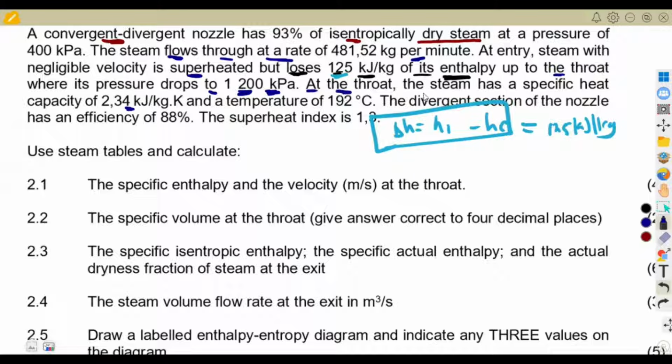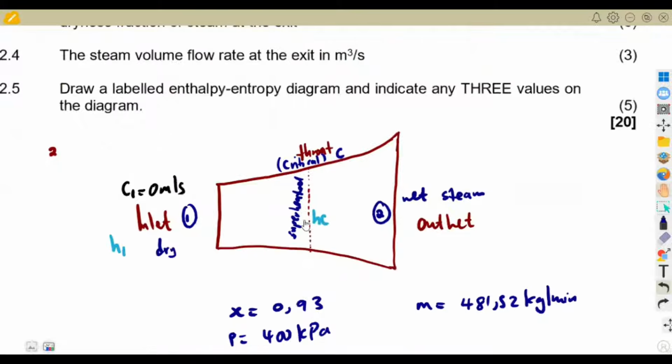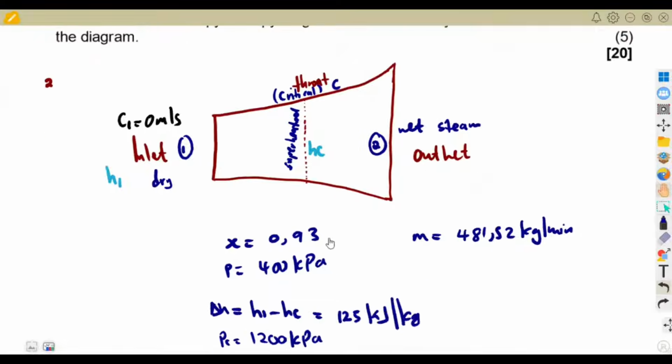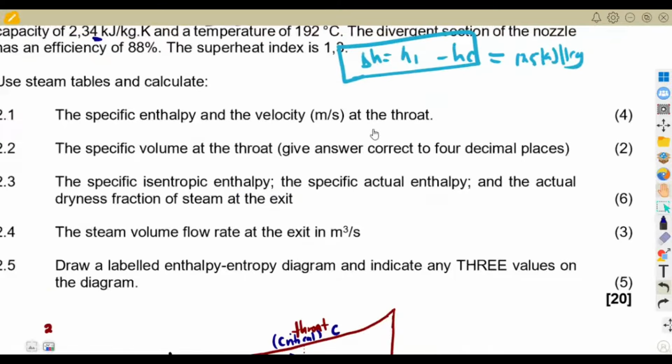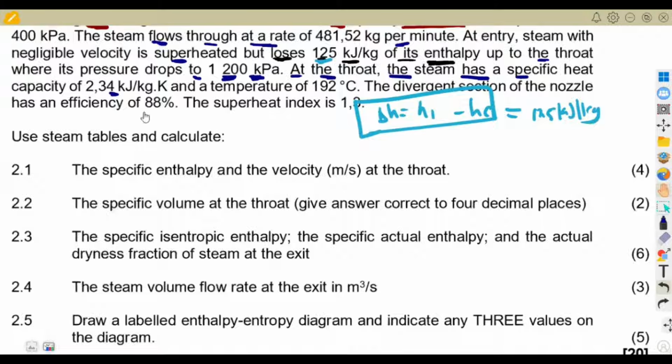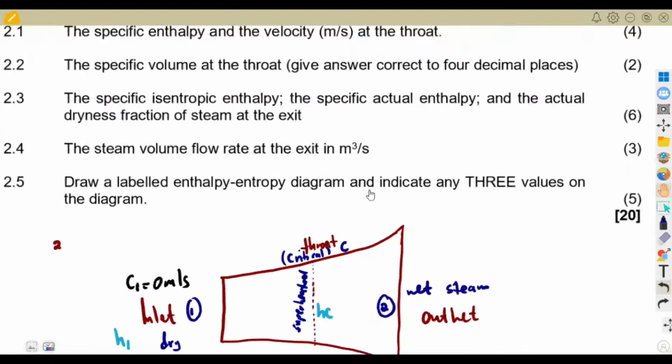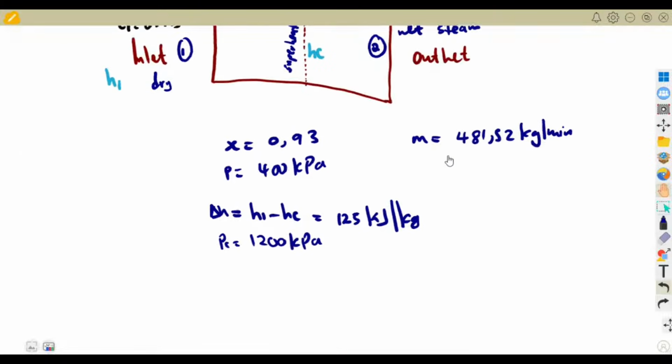At the throat, the steam has a specific heat capacity. Why are we given the specific heat capacity? I told you guys, according to this information, that at the throat is where our steam is superheated. So that's why we are given the specific heat capacity. This is the specific heat capacity of the superheated steam: 2.34 kilojoules per kg Kelvin. All right, this is what we have.